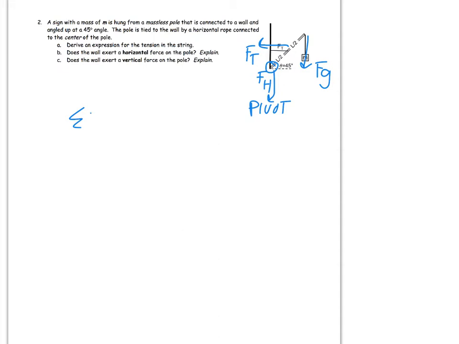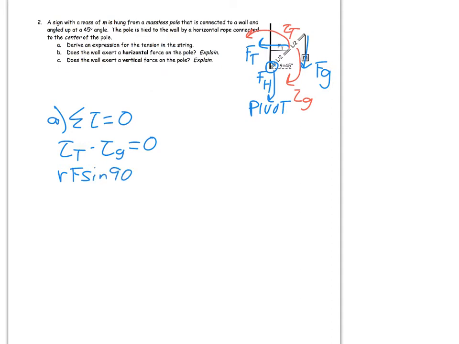So if we think about our torque, the sum of the torques equals 0. The torques that we have: the torque from the force of gravity, and that's going to be a clockwise torque here. And we have a torque from the tension, and that's going to be a counterclockwise torque. So it's going to be the torque of the tension minus the torque of gravity equals 0. For each one, we're going to do r F sine of theta, for the force of tension and also the force of gravity.